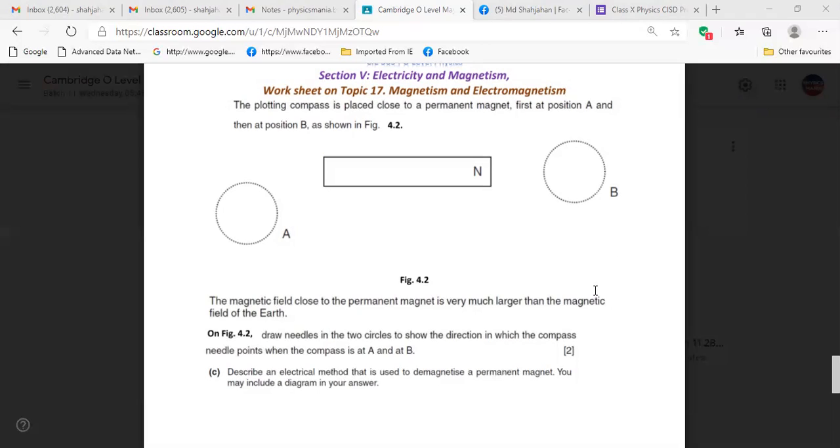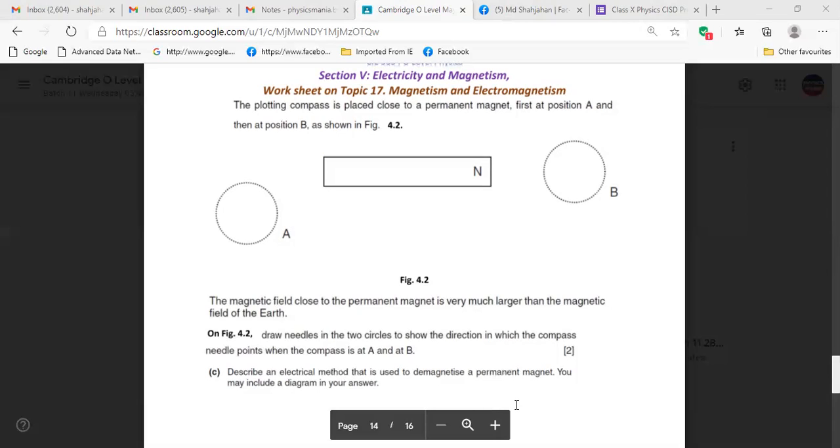At B, it will show towards the opposite of the North Pole. In B? Yes. Then in A, it will not be straight forward. It will be a little bit at a corner, right? Yes, sir. And the North. Okay, understood.